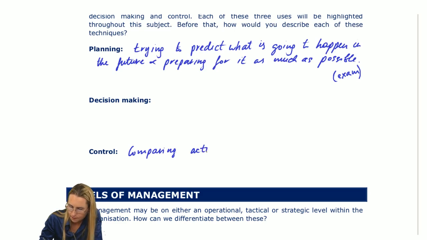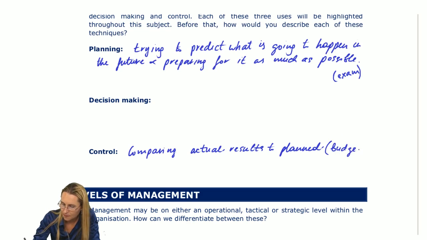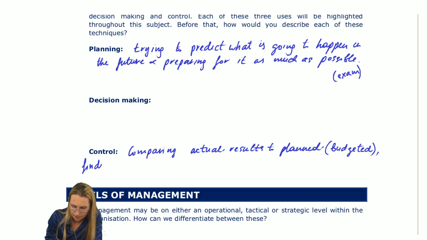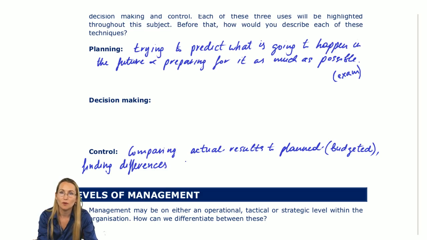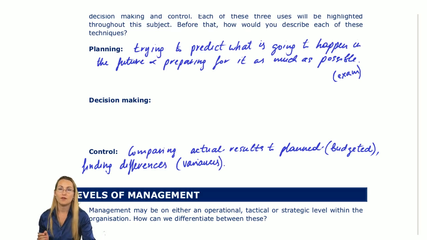actual results to planned, or we'll use the management accounting term, I probably guessed right, budgeted. Finding differences. And what are the differences between your actual results and your budgeted results? They are variances. Don't worry, we're going to cover variances later.